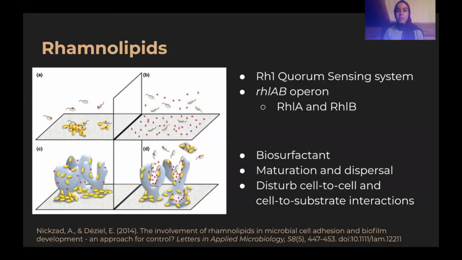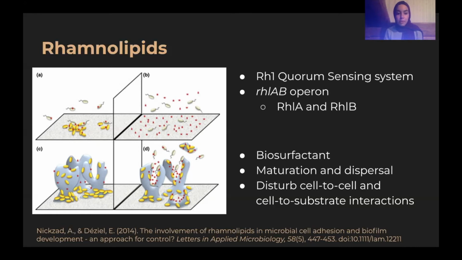This is a figure from a 2014 study investigating the role of rhamnolipids on biofilm dispersal. In figure A, we can see rhamnolipids indicated by the small red stars at a low concentration. Therefore, the Pseudomonas aeruginosa cells are adhering to the surface. In figure B, we can see a high concentration of these rhamnolipids, and the Pseudomonas aeruginosa cells are not adhering to the surface at all.